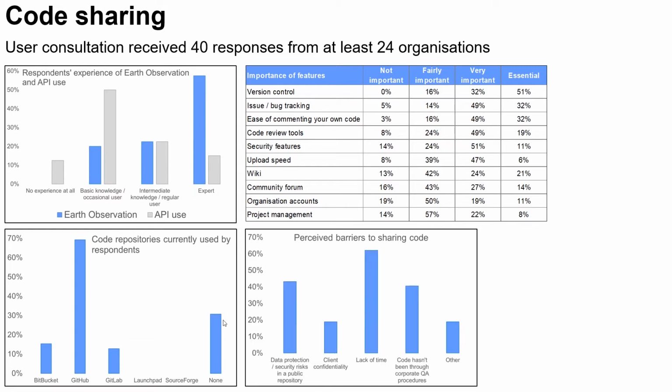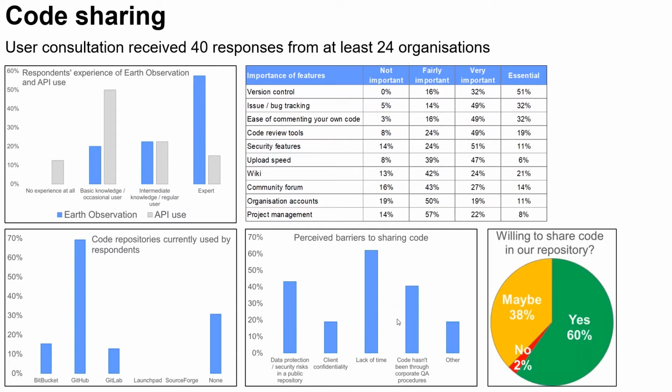You can see from the code repositories currently used, about 30% of respondents said they didn't currently share code, and the perceived barriers, the main one was lack of time, although data protection issues was another concern, and also the need to put code through corporate QA procedures before making it public, although I think that kind of links into the lack of time issue as well. In spite of that, a very positive thing was 60% of respondents said they would be willing to share code in a repository if we set one up, especially for Sentinel-1 and 2 analysis-ready data, and a further 38% said they maybe would. So that was encouraging.